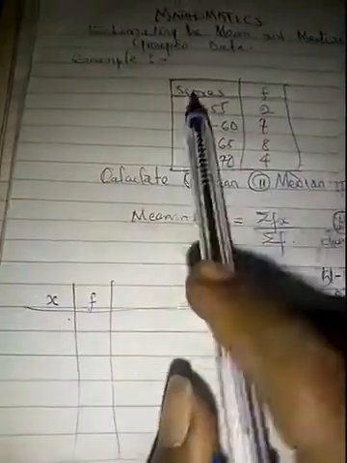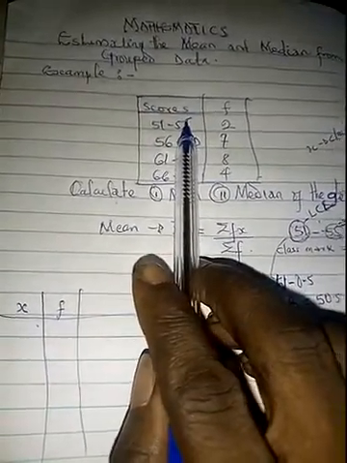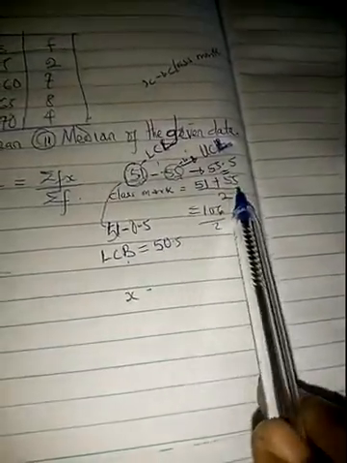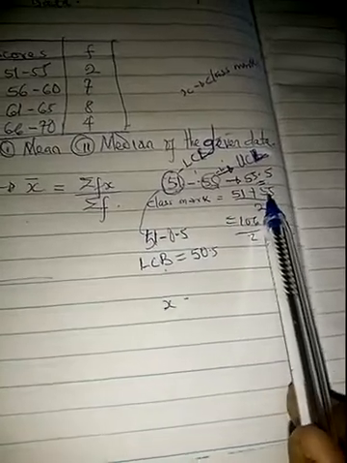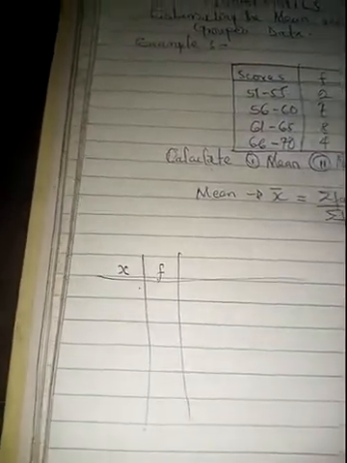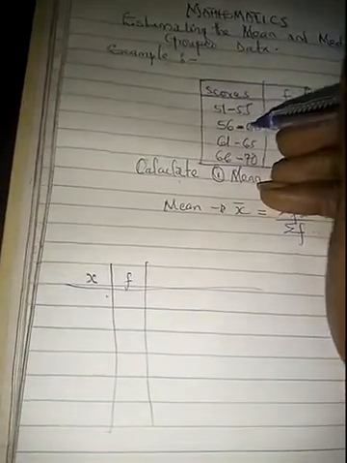So to find your X, you just add lower class limit plus upper class limit, which I already showed you here. Class mark is the lower class limit plus upper class limit, divided by 2. So same thing is applicable. By the time we had 51 plus 55, what is going to be the class mark for that? That will be 53.